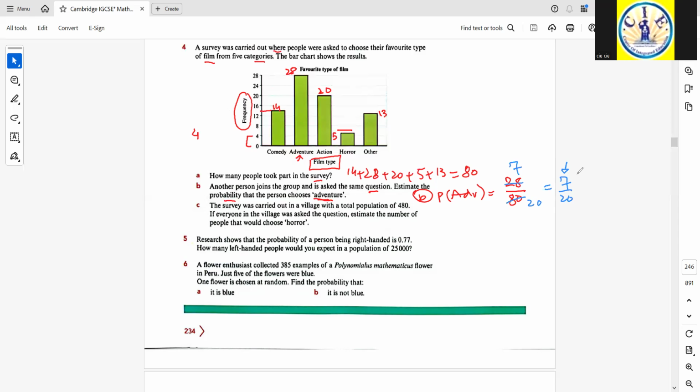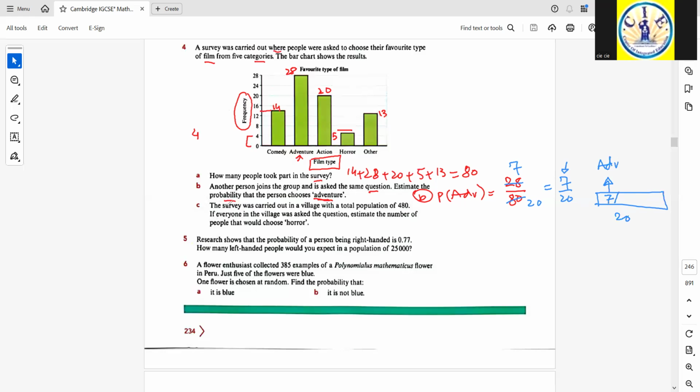Or you can also say that, for example, if there is another bunch of 20 people who have been asked which type of film they like, so out of those 20, 7 people are expected to reply that they like adventure type of the film. So this is what the probability means actually.